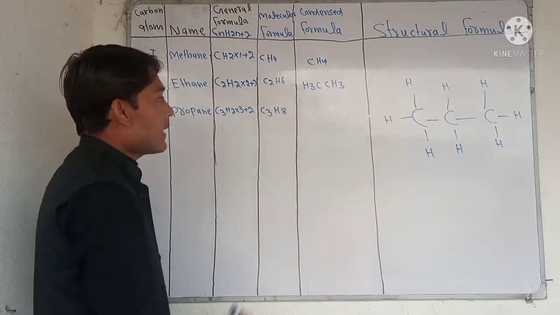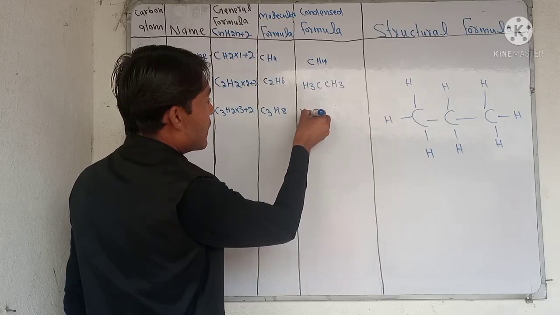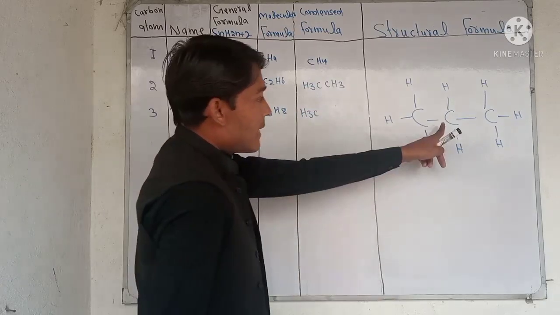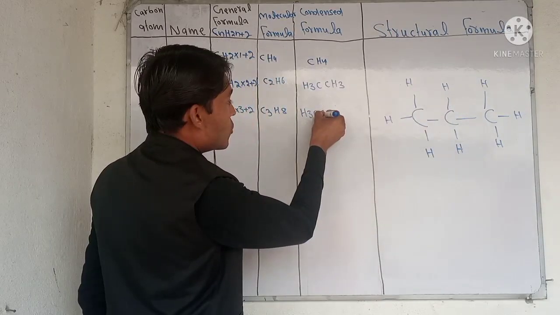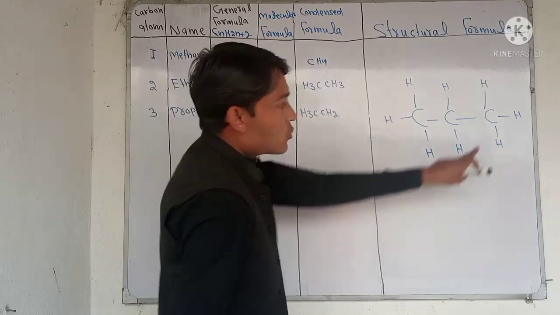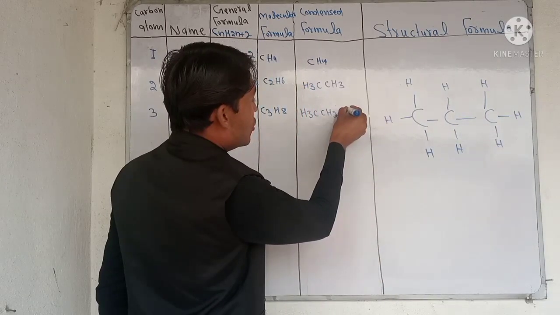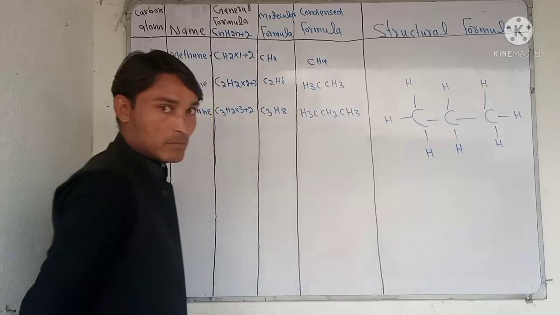So we can say here H3C, and then in the middle we have CH2, so we can draw here CH2, and also that C, so we have CH3.